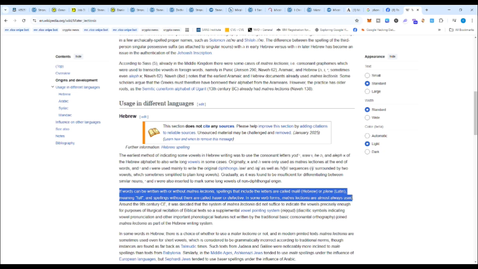In some verb forms, matres lectionis are almost always used. Around the 9th century CE, it was decided that the system of matres lectionis did not indicate the vowels precisely enough for the purpose of liturgical recitation of biblical texts. So, as a supplemental vowel point system, the Nikud, indicating vowel pronunciation and other important phonological features not written by the traditional consonantal orthography, joined matres lectionis as part of the Hebrew orthography.